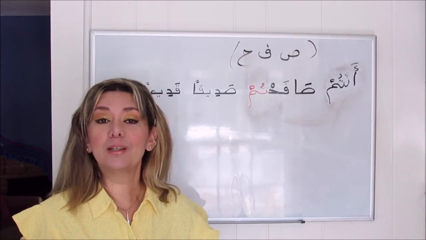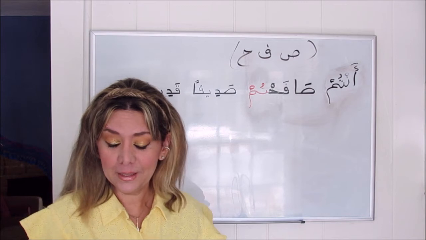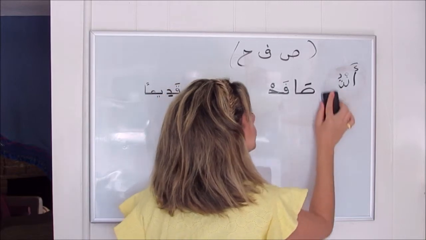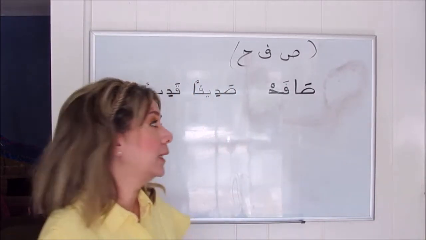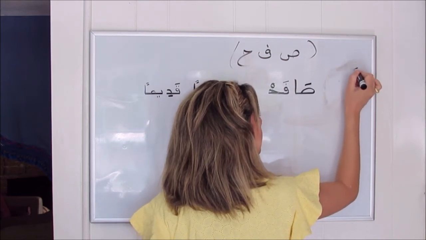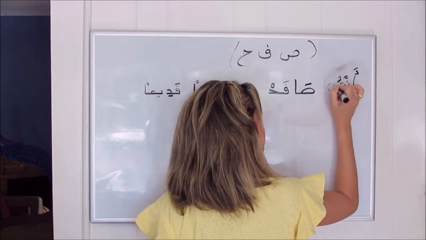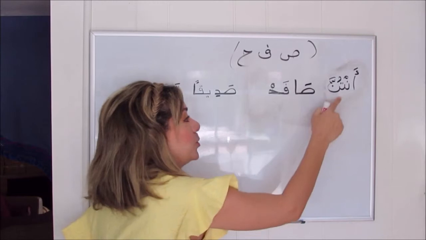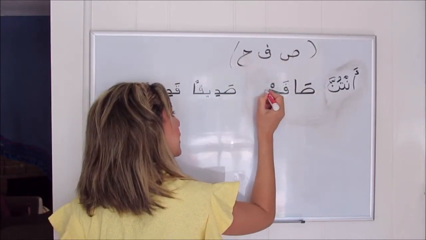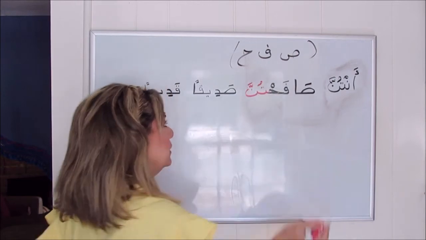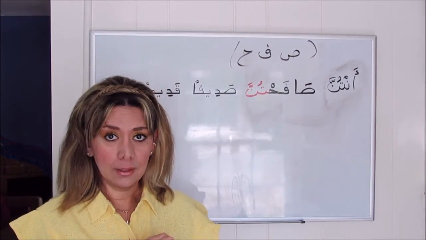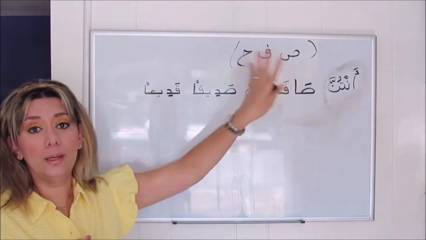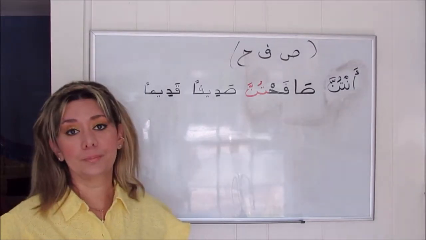Alright? What about second person, plural feminine? Antunna. Safahtunna. See how easy it is? Antunna. That's why we don't have to use the subject pronoun. Say safahtunna sadiqan qadiman. Alright?